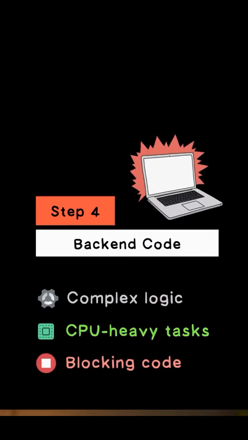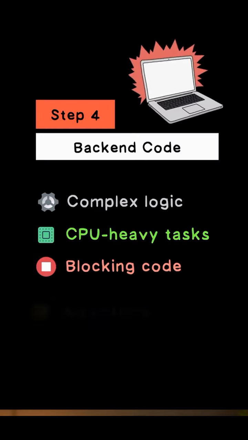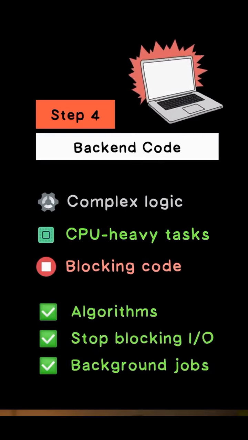Issue can also be in your backend code. You might have some complicated logic, you might be running some CPU intensive tasks in the API endpoint, or you might have some blocking code so you're not letting the server respond to the other requests. The ways to fix this are improving your algorithms, not blocking the IO, and offloading the heavy work to be done in background.